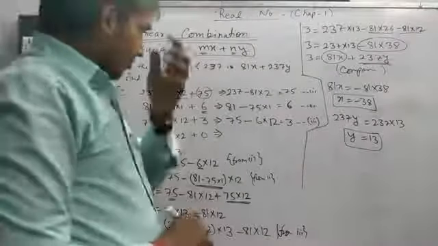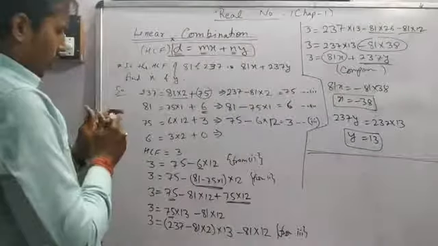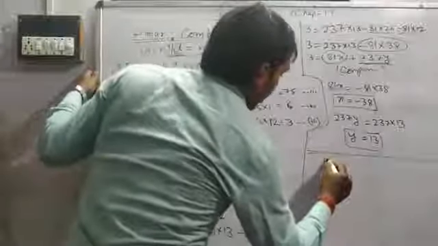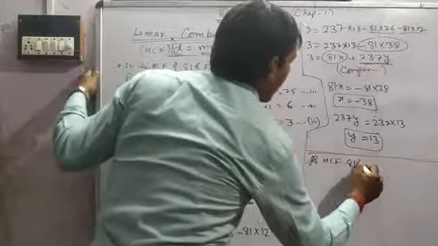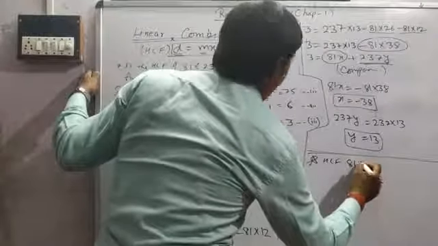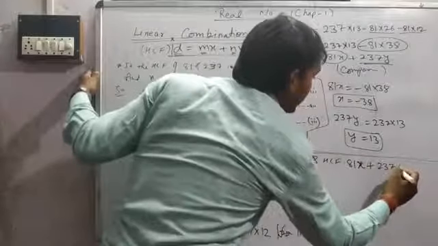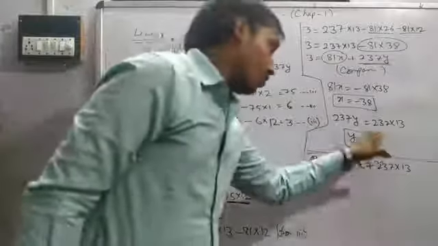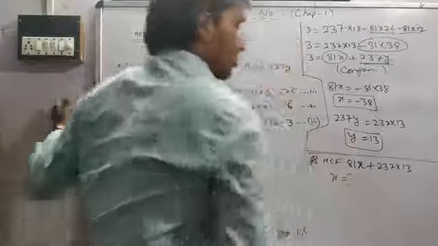Suppose here is a simple question. If the HCF of this is 81x plus 237 into 13, means y is not given. The value of y is already given. We want to find only x.